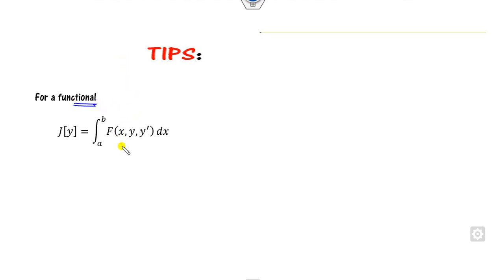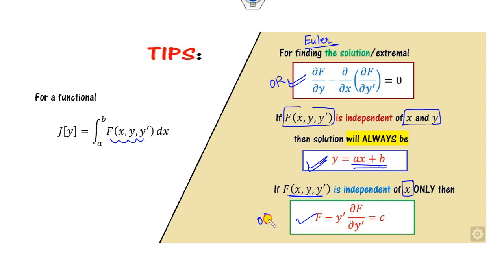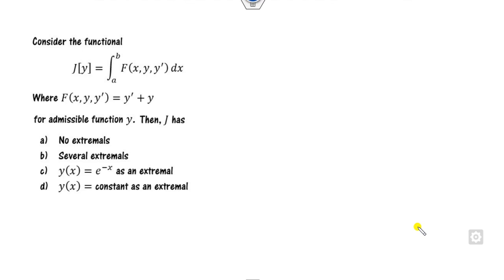Whenever there are extremal questions, you always have to look at this function f. Depending on the nature of f, you always start with the Euler equation. This is my Euler equation. Whenever f is independent of x and y, then the solution is directly here. There is no need to apply any technique. You just start here. On the other hand, whenever the function is independent of x only, then you can start from here or from here. That depends on you, but I recommend this one. So let's start with this video.